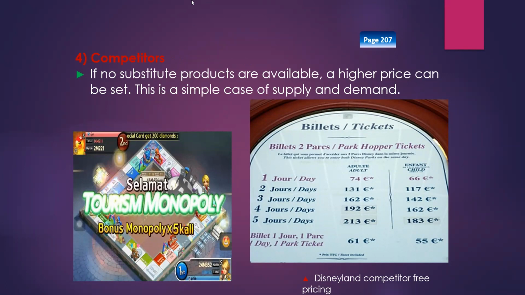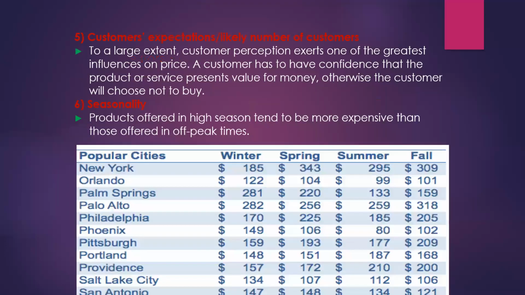Number 5, customers' expectations. To a large extent, customer perception exerts one of the greatest influences on price. A customer has to have confidence that the product or service presents value for money, or else they will not buy it.